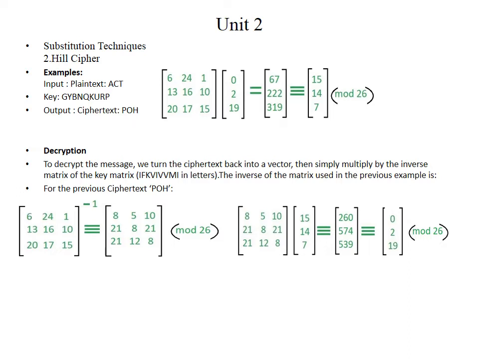Now again I take another key matrix, that is the inverse, and with this and the previous key we perform the inverse operation with mod 26 on each letter, and then convert back to the same letters. So 0, 2, 19 is ACT, you will get it back.